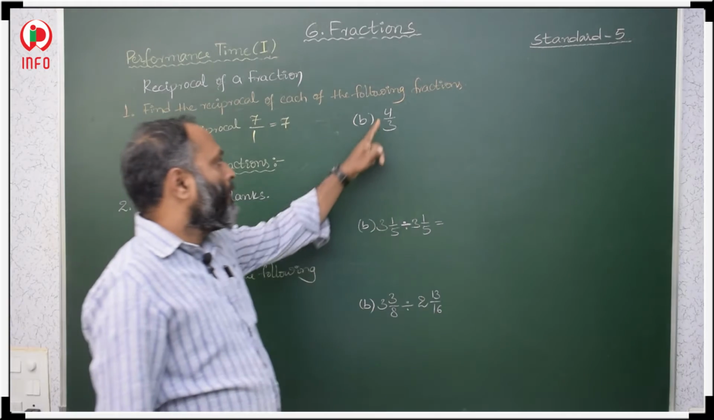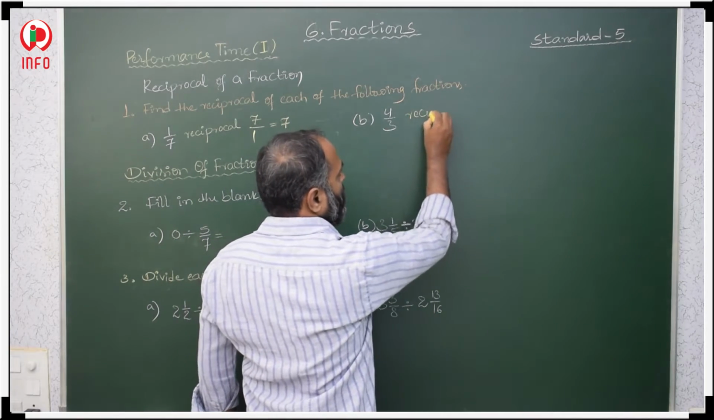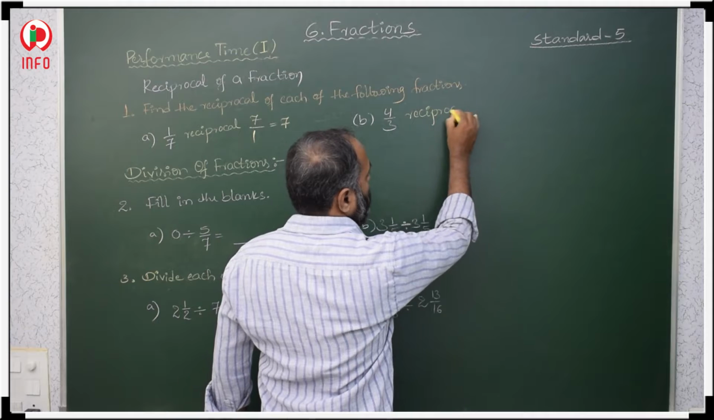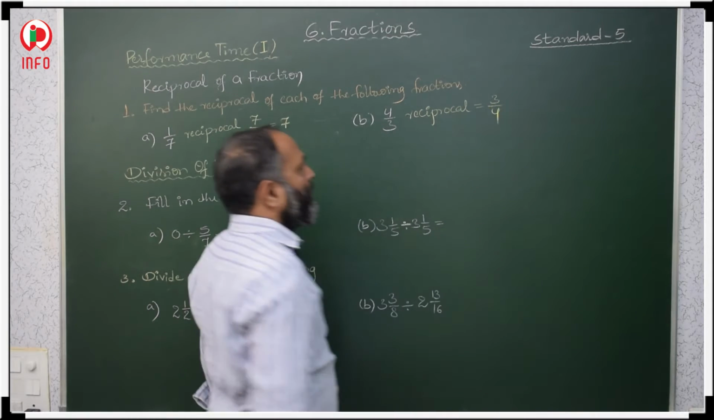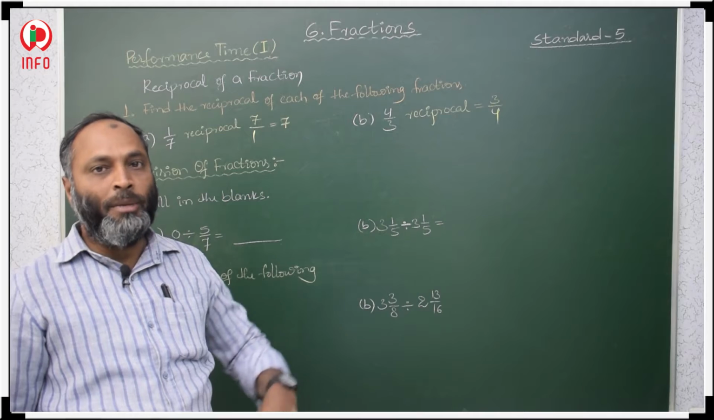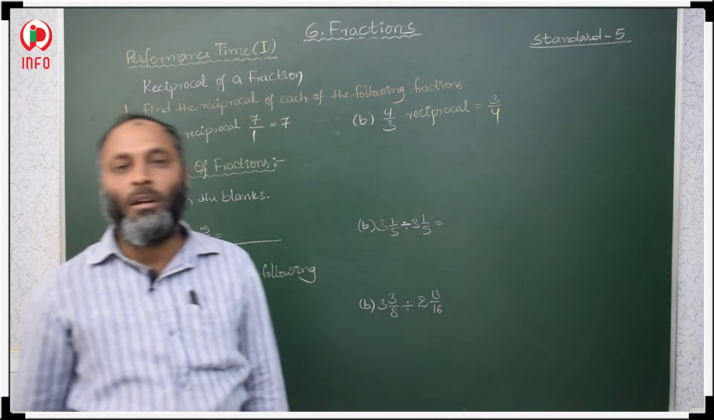Then 4 by 3 reciprocal, 3 by 4. So we have to change denominator as numerator and numerator as denominator. So that is called reciprocal.